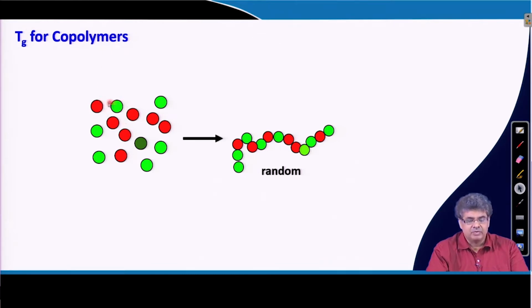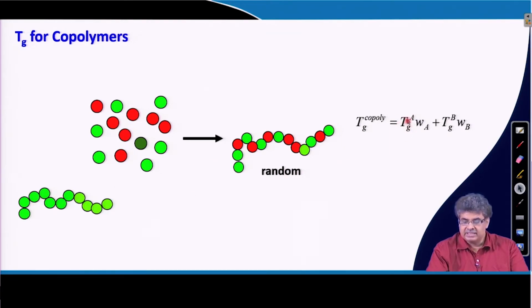In this slide, I will discuss the glass transition temperature for copolymers. If I have two monomers which are getting incorporated in a polymer forming a random copolymer as shown here, then the Tg of the random copolymer can be expressed in various equations. One of such equations is shown here, where Tg of the copolymer is given by this expression, where W A and W B are the weight fractions of A and B in the copolymer.